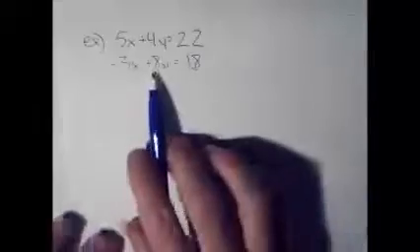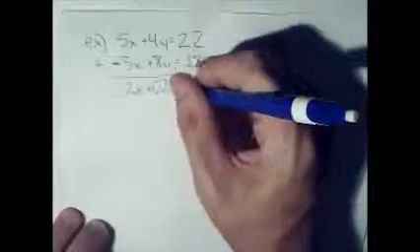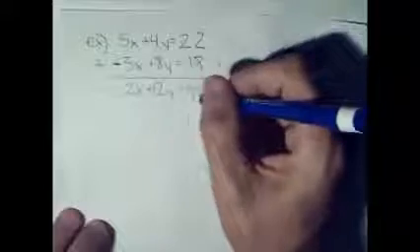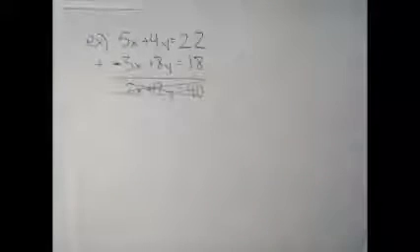For our next example, where last time we just combined them together, let's see what happens now. 5x plus negative 3x is 2x. 4y plus 8y is 12y. 22 plus 18 is 40. But the problem is nothing eliminated. Kind of like we said, last time was kind of set up special.